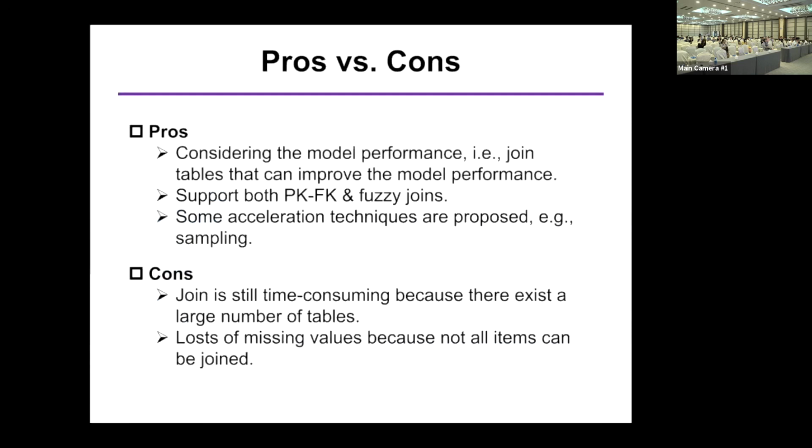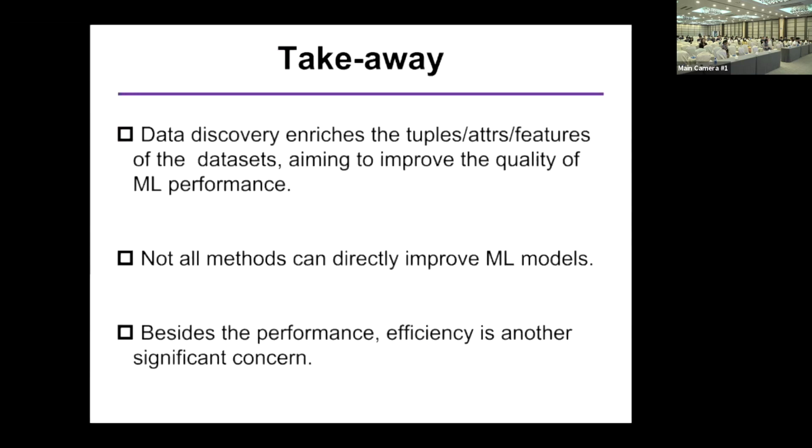So the pros are considering the model performance. The joining tables can improve the model performance, and they support both PK-FK and fuzzy joins. And some acceleration techniques are proposed, like sampling and joining step by step. And the disadvantages are that the joining is still time-consuming because there still exists a large number of candidate tables. And the second is that the loss of missing values can appear because not all items can be joined.